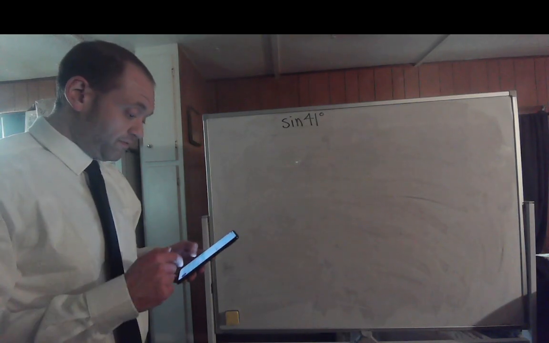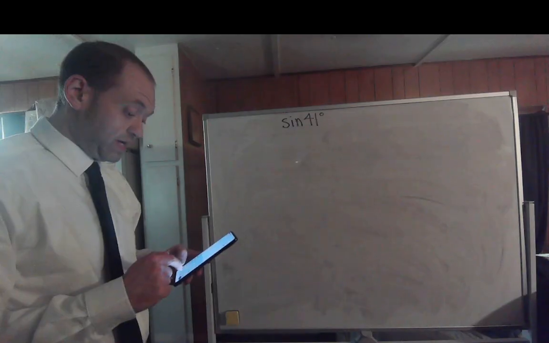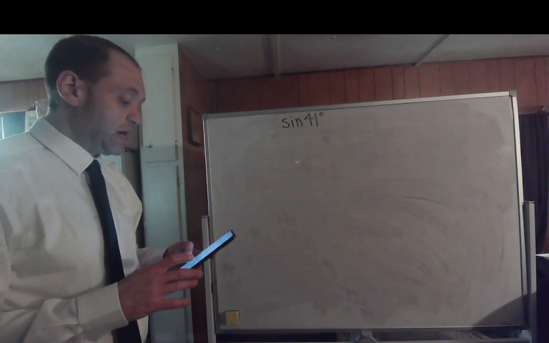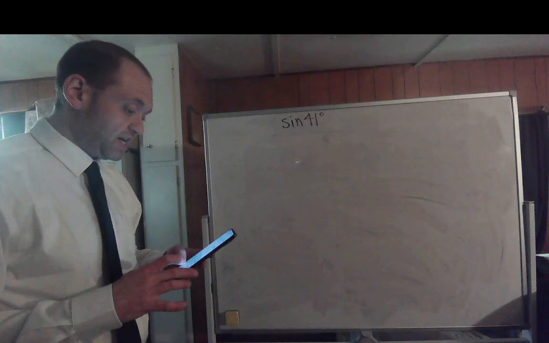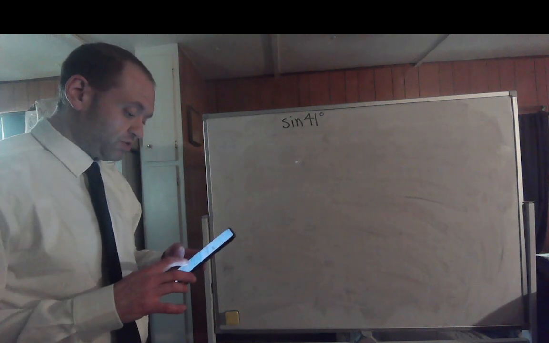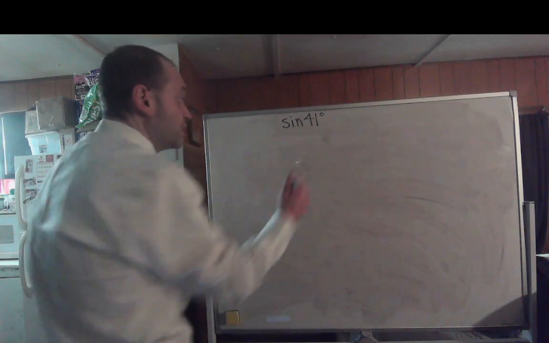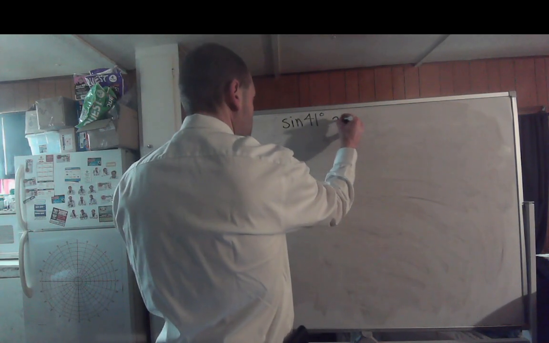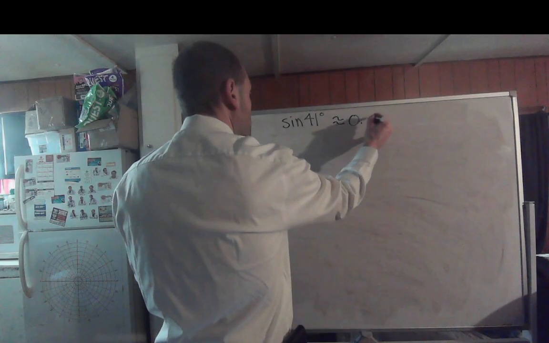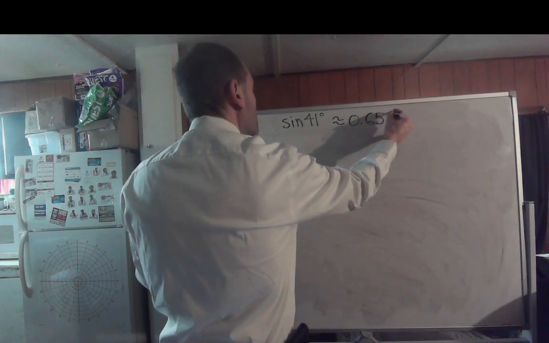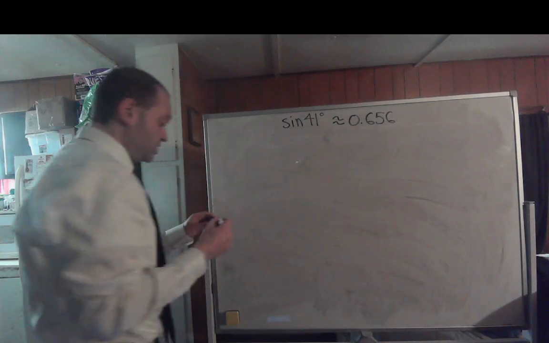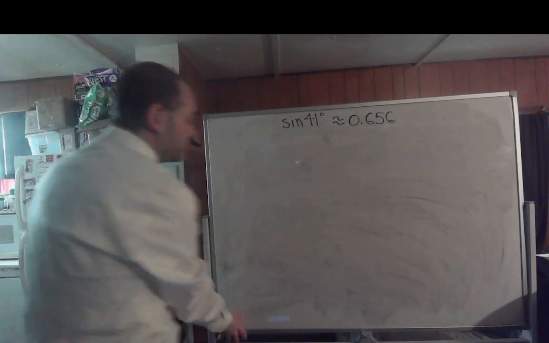So the sine of 41 degrees, all right, there we go. I just put it into degree mode. So the sine of 41 degrees, which we're going to round to 3 decimal places, would give you about 0.656. So that was easy enough. And you're probably wondering, okay, what the heck is this for?